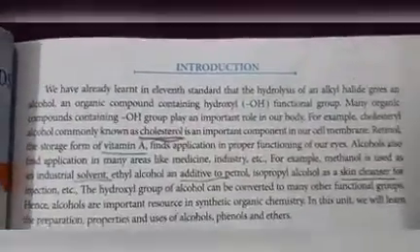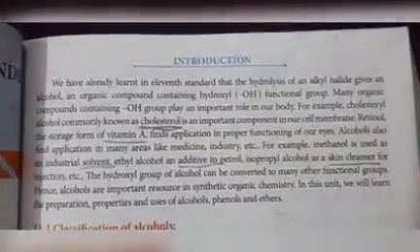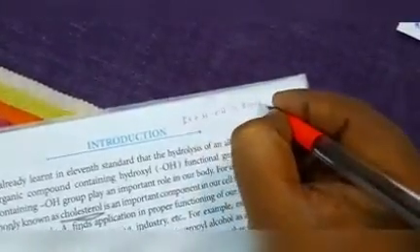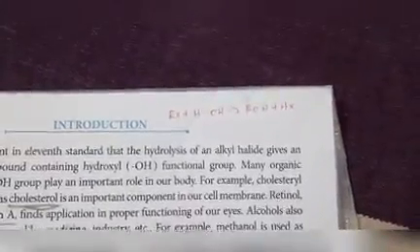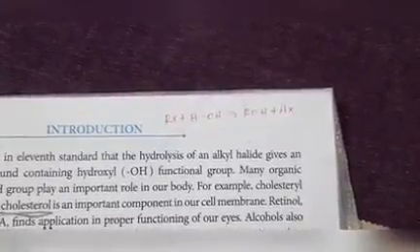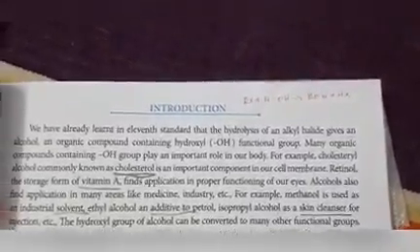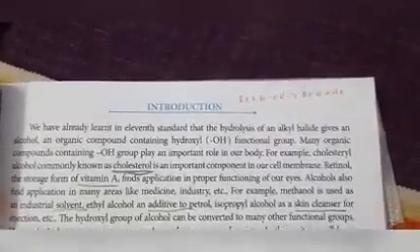We have already learnt in 11th standard that hydrolysis of alkyl halide gives an alcohol. Alkyl means R, and generally halide is represented by the symbol X. So hydrolysis of alkyl halide, RX, gives an alcohol, an organic compound containing the OH functional group. Already I told you it contains the OH group.